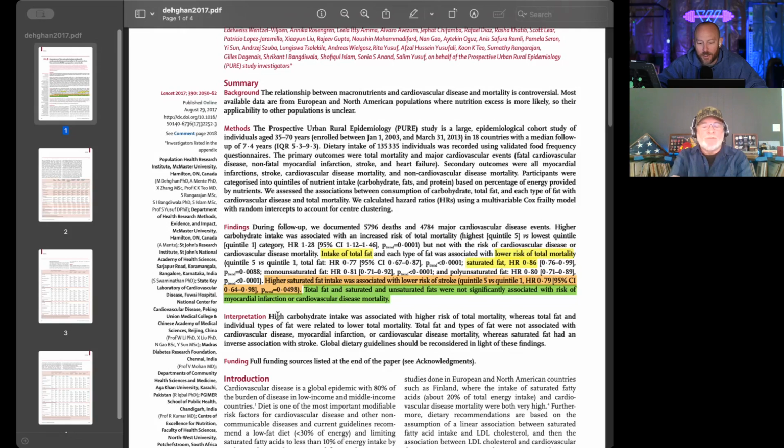High carbohydrate intake was associated with high risk of total mortality, whereas total fat and individual types of fats were related with total mortality. Total fat and types of fat were not associated with cardiovascular disease, myocardial infarction, those are heart attacks, or cardiovascular disease mortality, whereas saturated fat had an inverse association with stroke. Global dietary guidelines should be reconsidered in light of these findings.